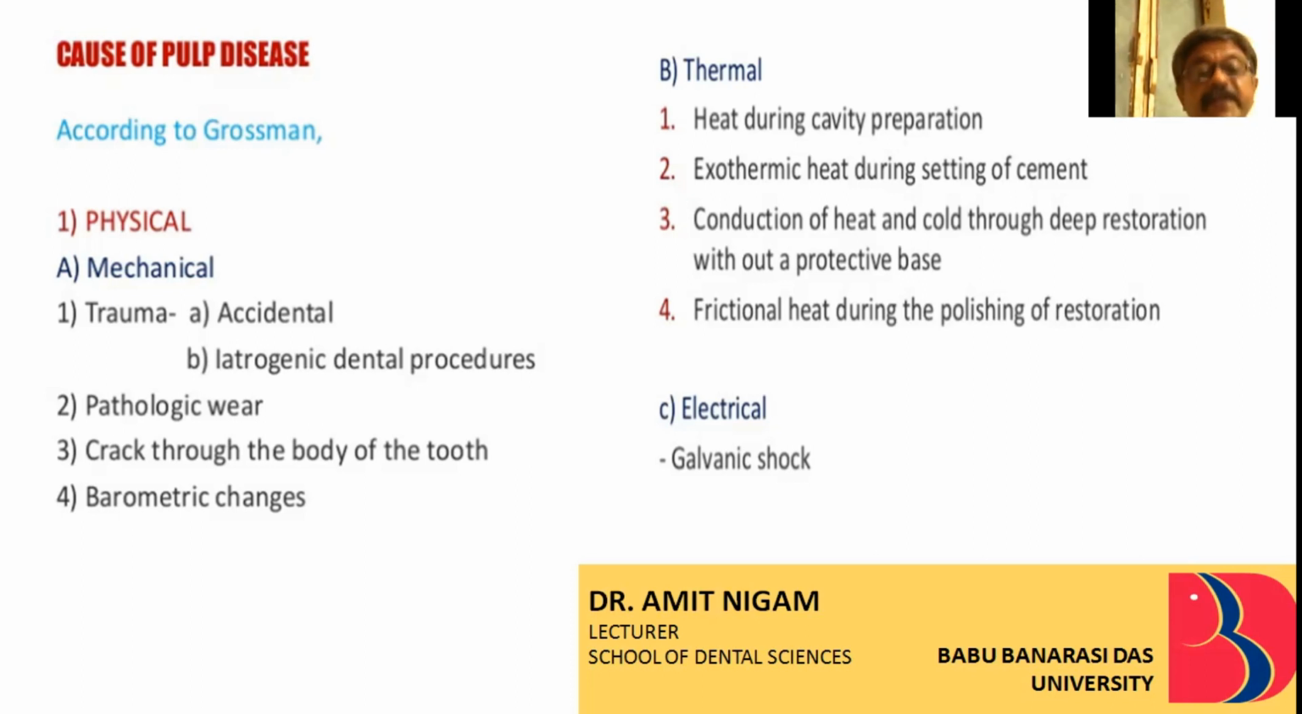Then we have electrical cause. What is the electrical cause? Galvanic shock. What is galvanic shock? It is the phenomenon of galvanism that you read in first year, no, like the presence of dissimilar metals. So there is generation of current. These currents are known as galvanic currents, right? Because of dissimilar metals, for example if a gold restoration is opposing an amalgam restoration, galvanic currents arise. These currents are known as galvanic currents, right? And what they give us is a galvanic shock. This is also one of the causes of pulpal diseases.